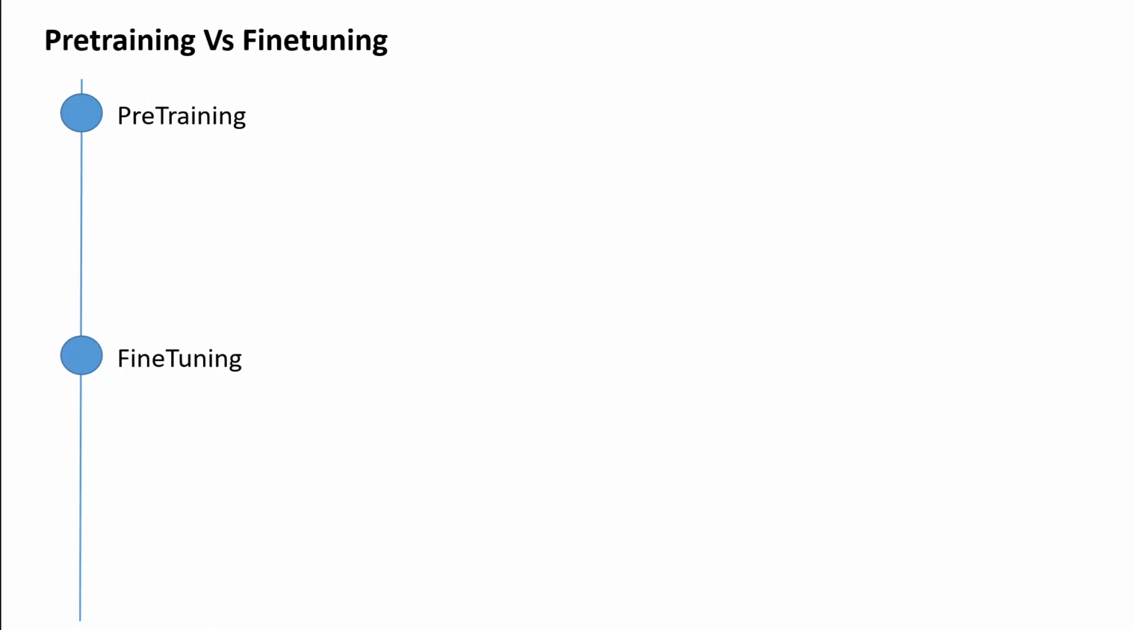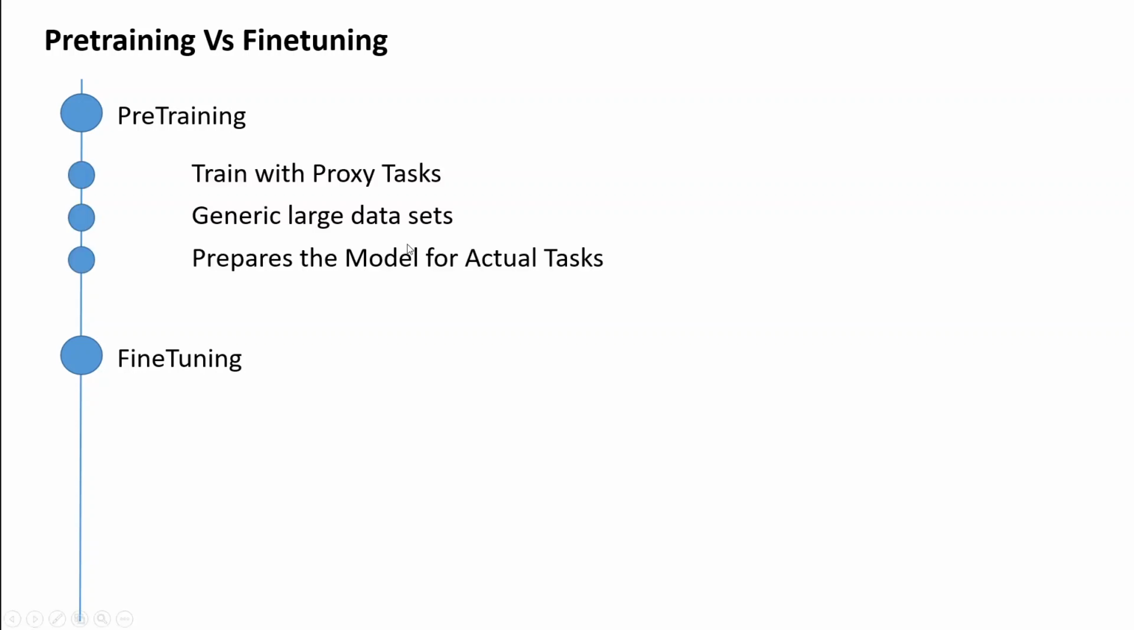In this video, I'm going to explain in very simple words the difference between pre-training and fine-tuning in machine learning models. Pre-training refers to a process of training a model with a proxy task. When we say proxy task, it simply means having a preset task which will actually help us in achieving the target goal of the model.